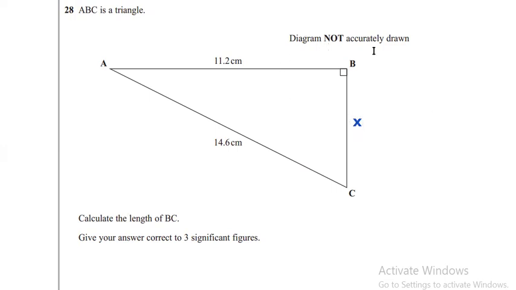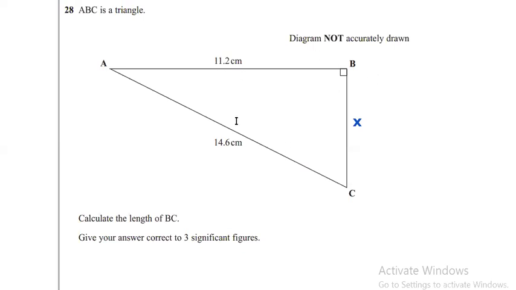Now, the diagram is not accurately drawn. This means that you can't use rulers to find out the length of this line. When you see this, it means don't use rulers or protractors to find the length or the size of anything, okay? This means you have to use formulas and other methods to find these lengths.